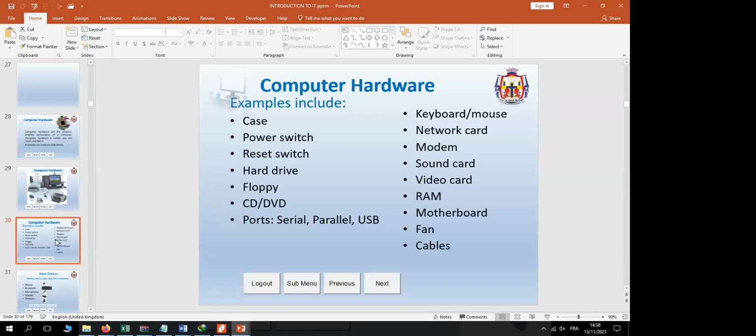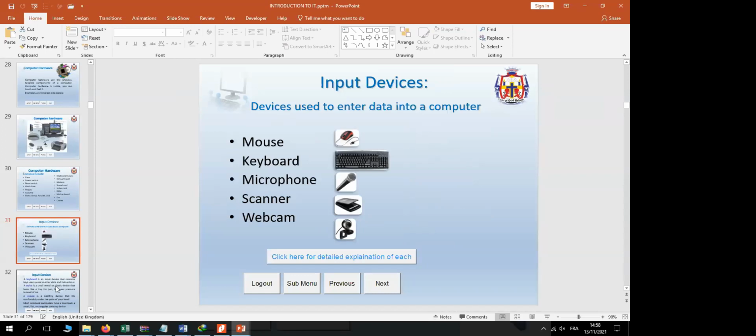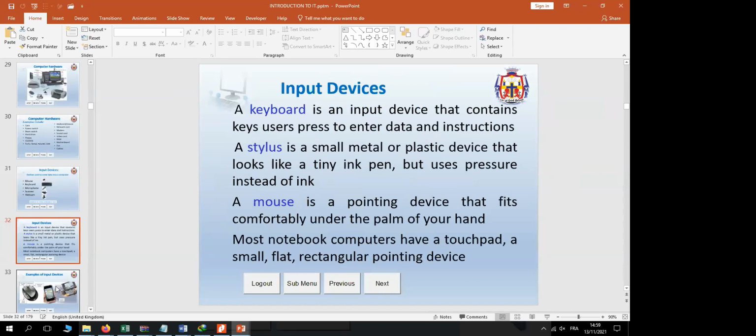The list is endless when you talk about hardware components. Yes, Sam is talking about that the lab is closed. The lab is closed because I told him I'm not going to teach physically. That's why there was no need for him to be around up to this time.